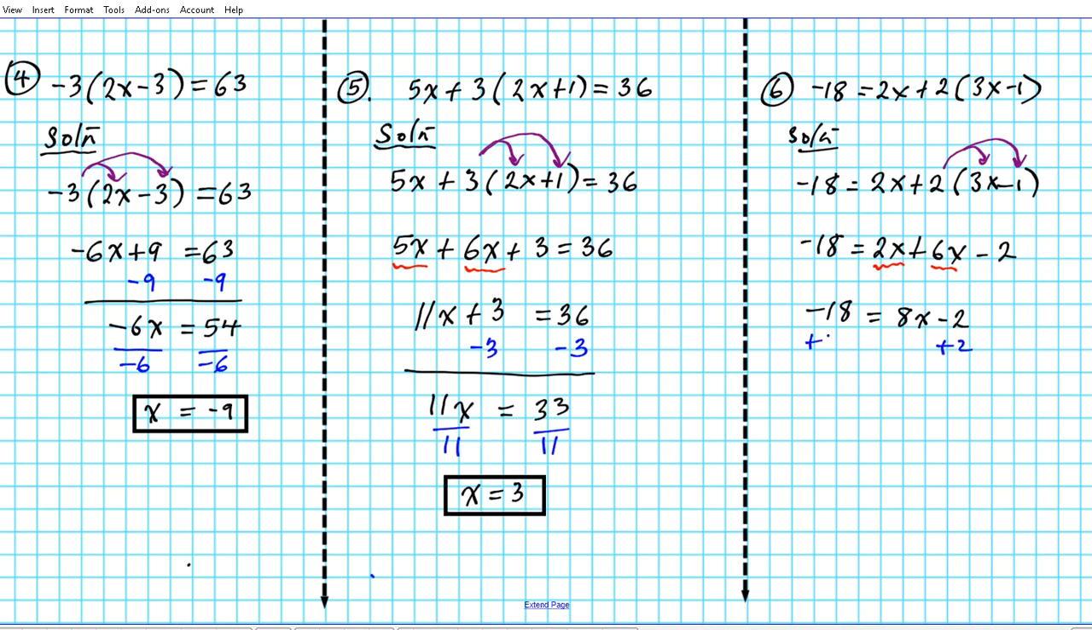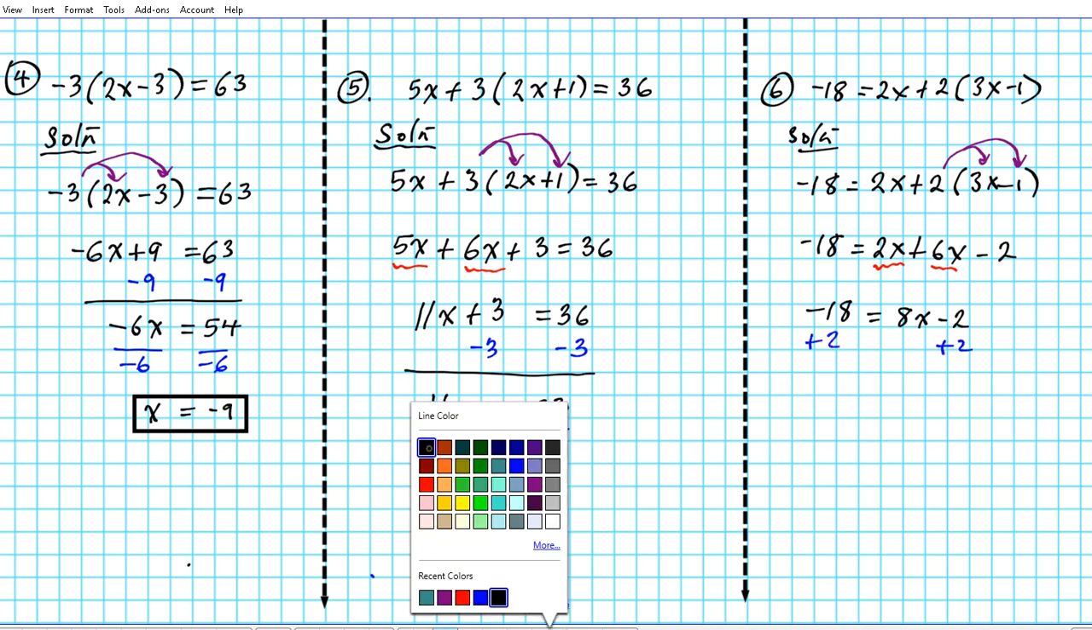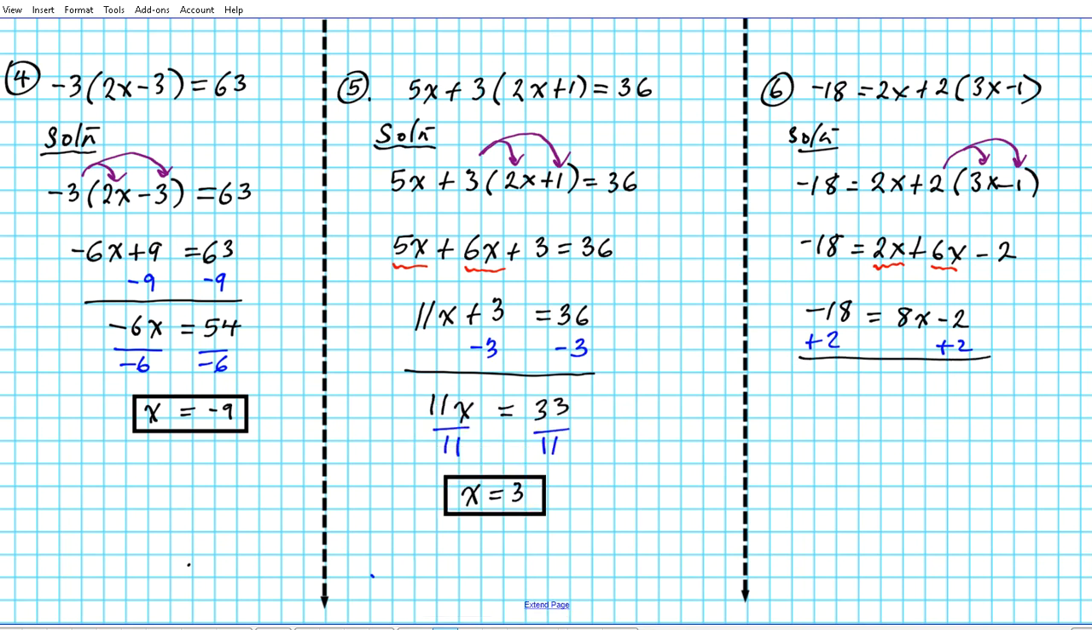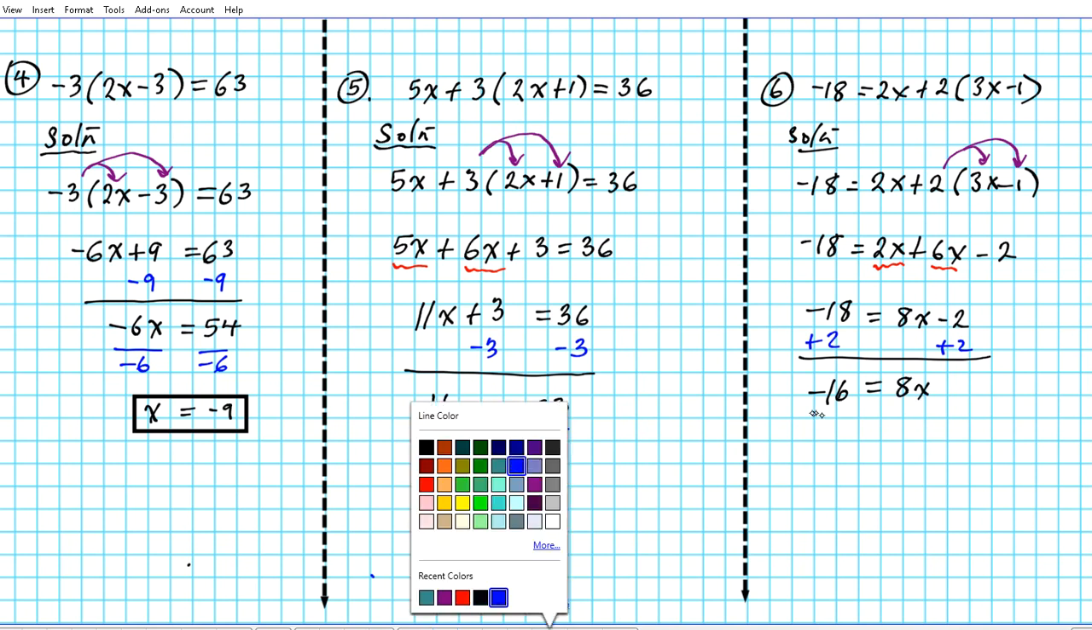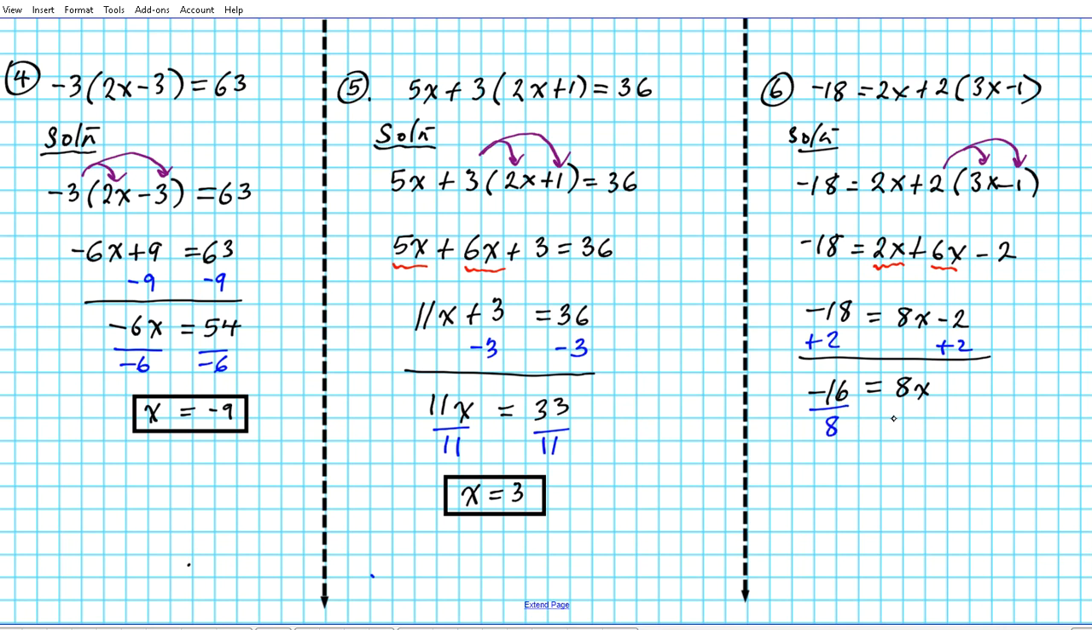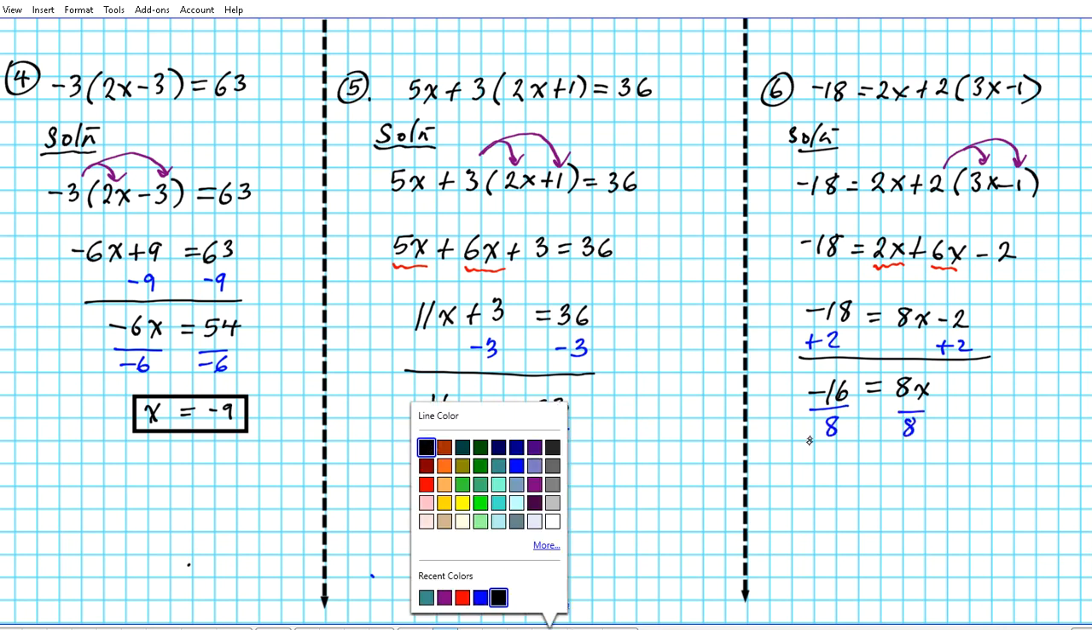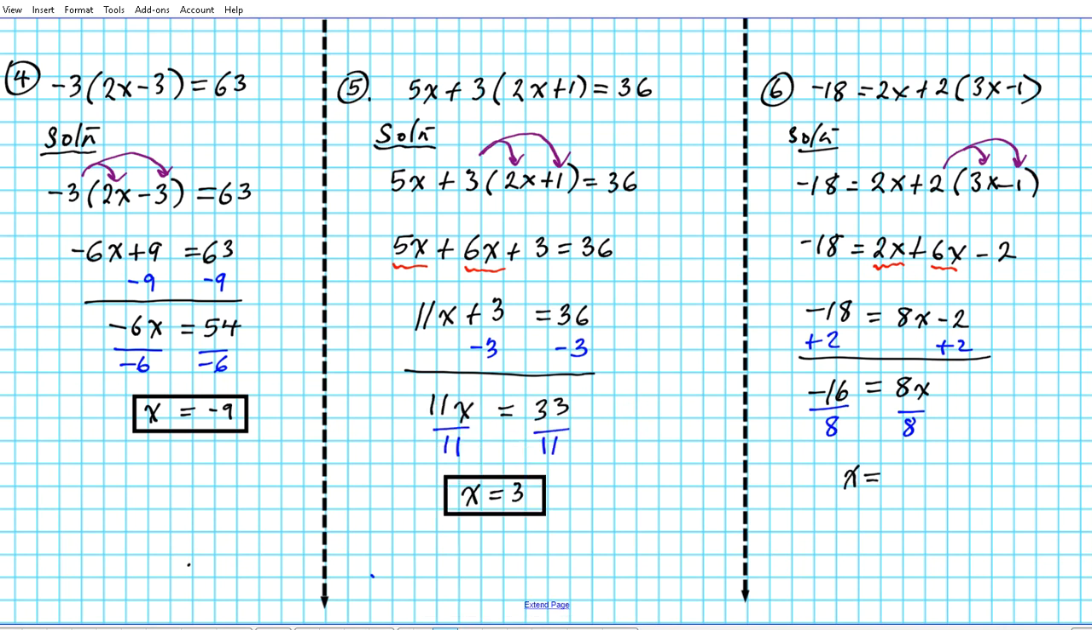Okay, so add 2, and what does that give us? Negative 16, you keep the sign of the bigger, equals 8x. And then to finish this off, divide both sides by 8. Divide by 8, divide by 8. And then your answer is going to be x equals, whenever you divide numbers with different signs, you end up with negative 2.